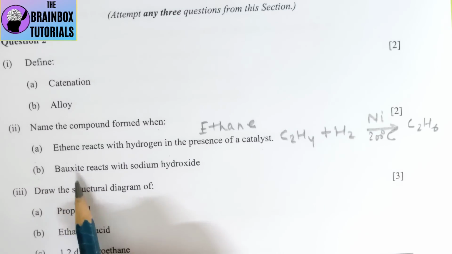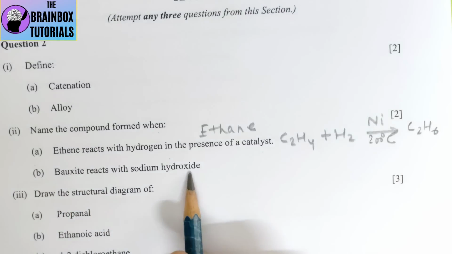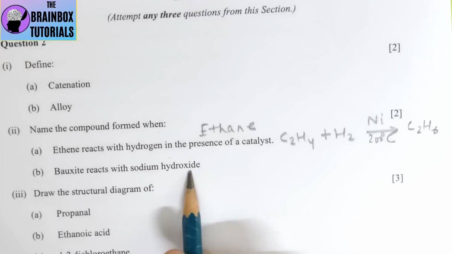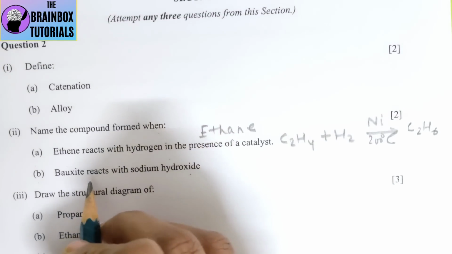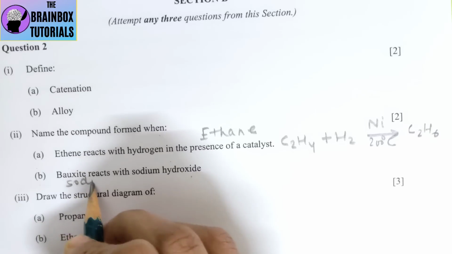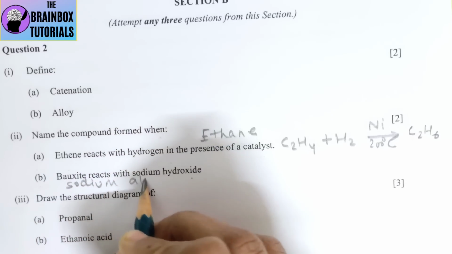Now number B is bauxite reacts with sodium hydroxide. So the product or the compound formed is sodium aluminate.